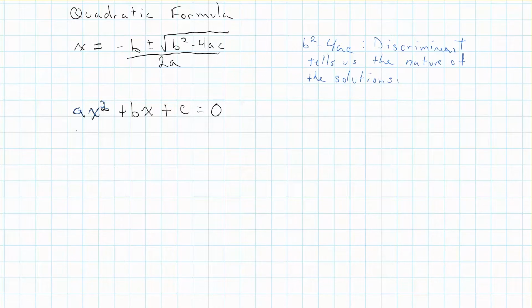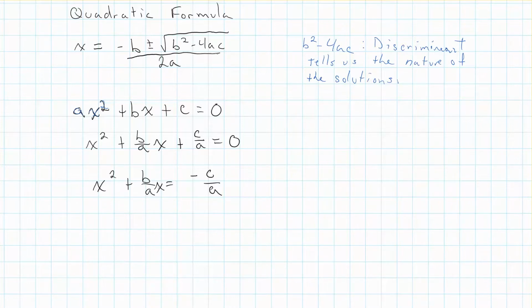So first off, what we start with is we're going to divide everything by a. So we're going to divide everything by a, and we'd have x squared plus b over a times x plus c over a equals 0. Now we're going to solve this just like we did the other ones. So we'd have x squared plus b over a x equals negative c over a.